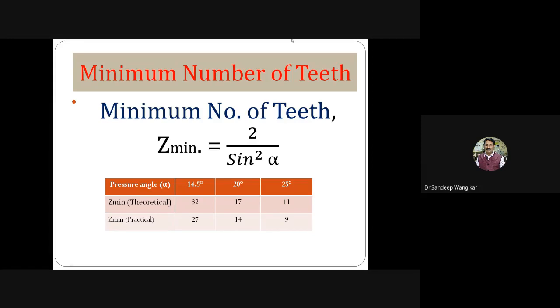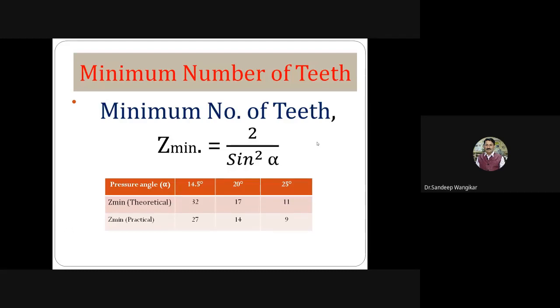The formula, if you can see, for minimum number of teeth is given by Z minimum. So the notation used is Z minimum. Many times in your machine design or theory of machines, whatever you have studied, you might be using the notation T for teeth. So remember, in this machine design second, we will be using the terminology Z for the number of teeth.